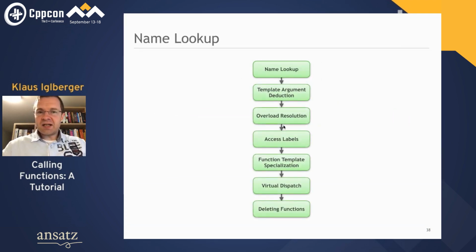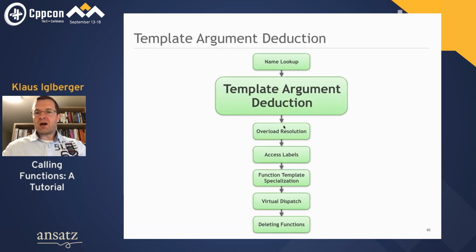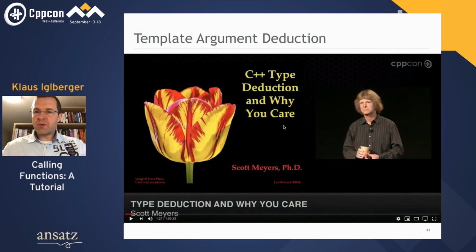So the next thing that we are taking a look at is template argument deduction. Template argument deduction, however, is a pretty complex beast in itself, and so I defer you to a talk from CppCon 2014. Scott Meyers had talked about type deduction and why you care, and this is over 1 hour talk just about C++ type deduction. I'm not aware of any talk that summarizes this better. This really explains how type deduction works, the simple cases, but also the more complex cases.